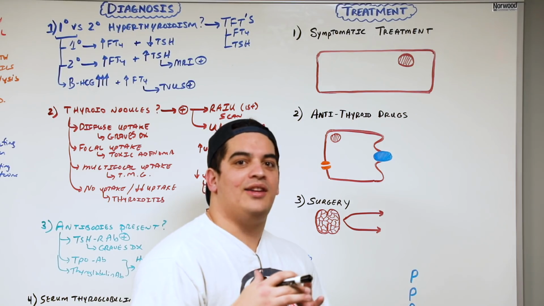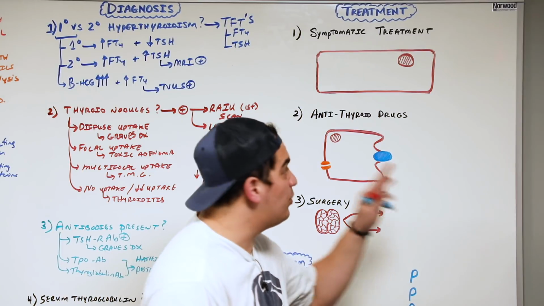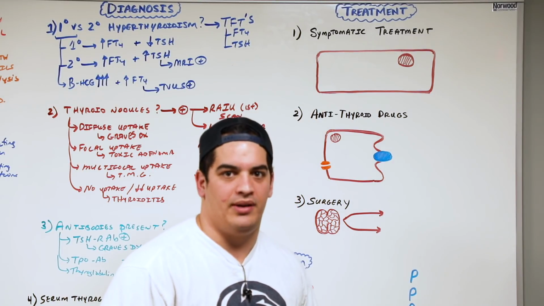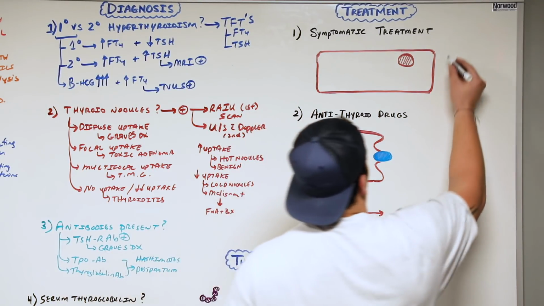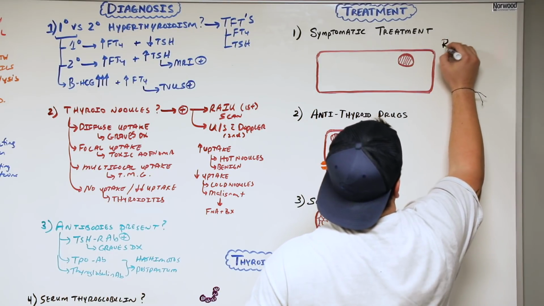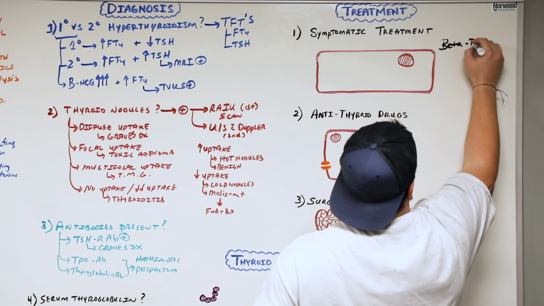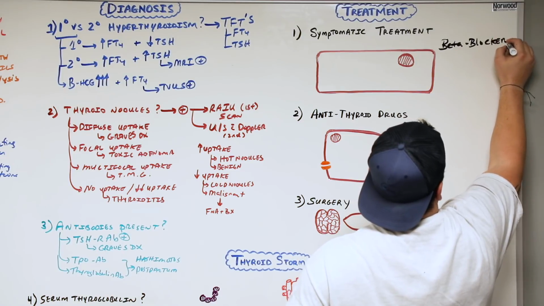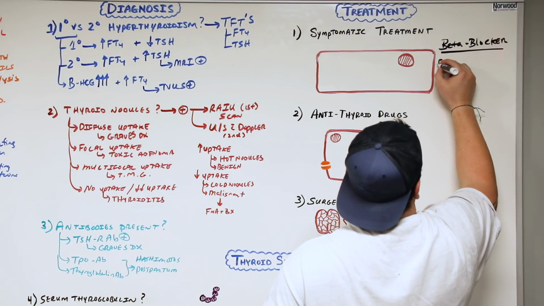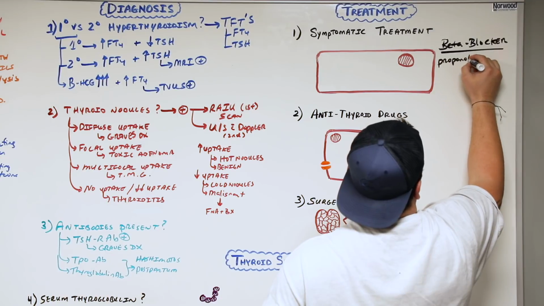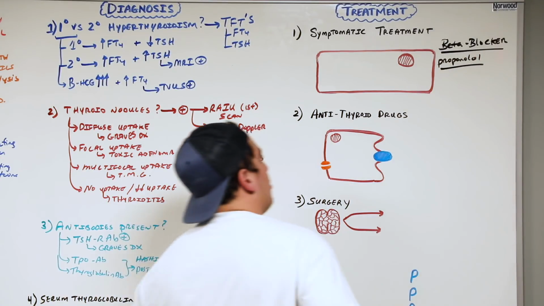All right, engineers, so now let's talk about the treatment of hyperthyroidism. It's actually really easy. First thing, symptomatic treatment. The best drug that we see in this situation, first line here, is going to be a beta blocker. Now, the preferred beta blocker to give in this scenario is going to be propranolol. Okay? And now, why is propranolol preferred?